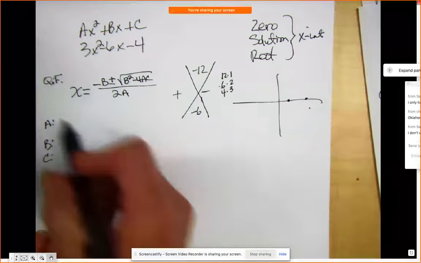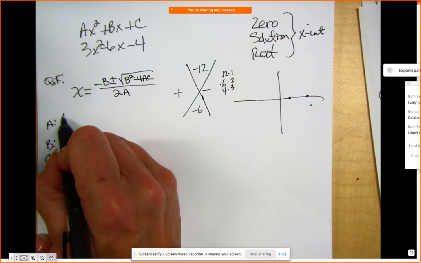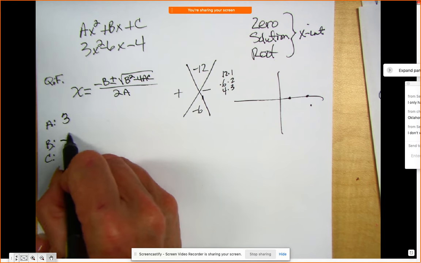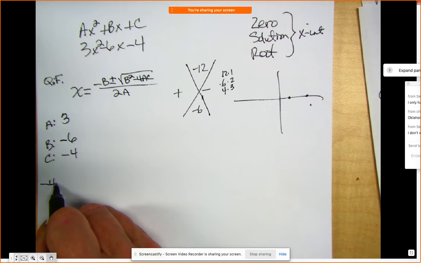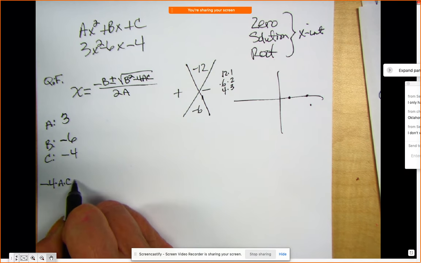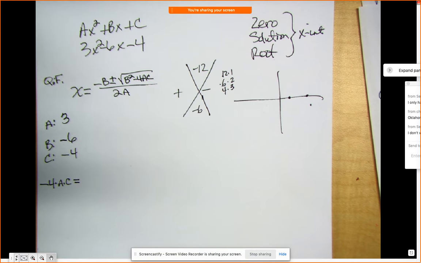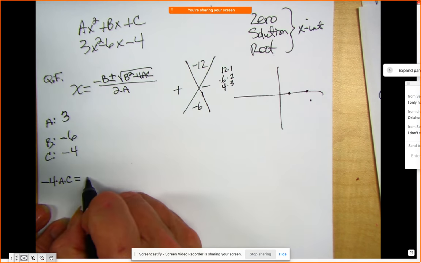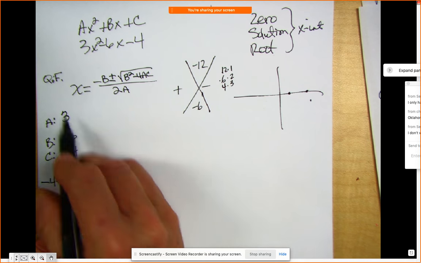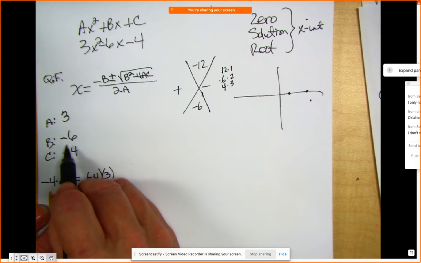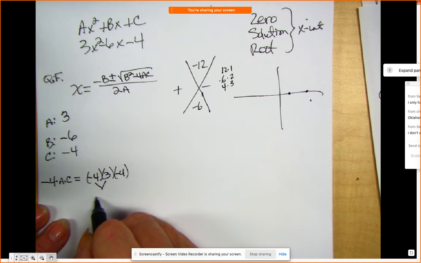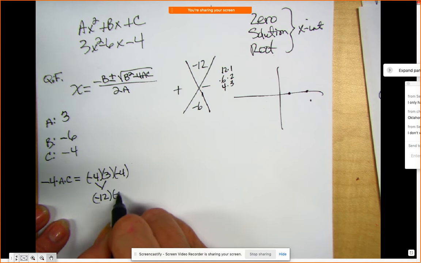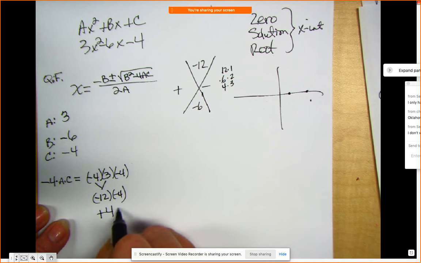Okay, so then a on this one is going to be 3. B, it says, is negative 6. C is negative 4. I'm suggesting you write negative 4 times A times C down here because I've done this a long time, and if kids are going to make a mistake, it's going to be here. So I'm going to write negative 4. A is 3. C is negative 4. Negative 4 times 3 is negative 12 times negative 4 is positive 48.